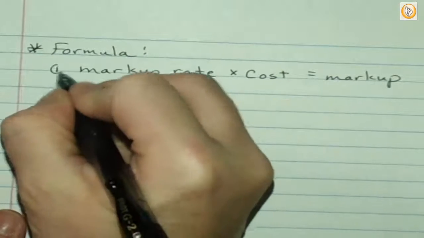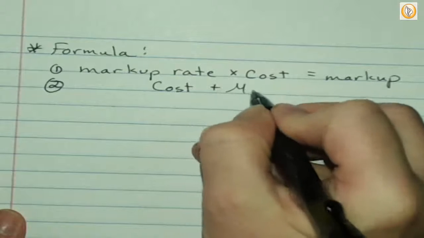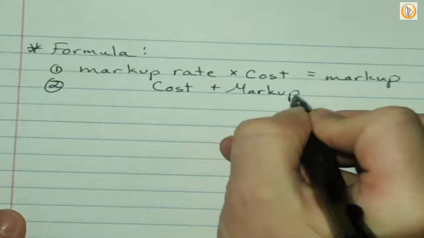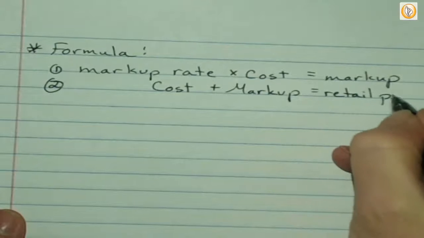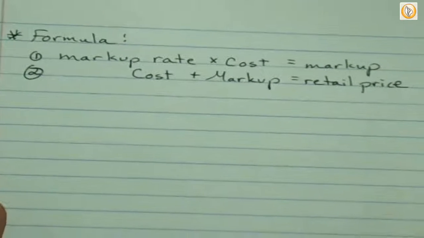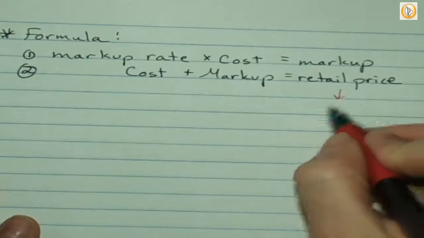Cost, there's two. Cost plus markup equals retail price. Remember, we talked about retail price already today. It's what you pay. And I'm going to write that.